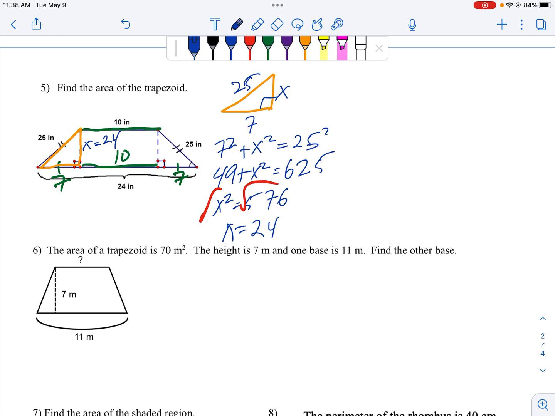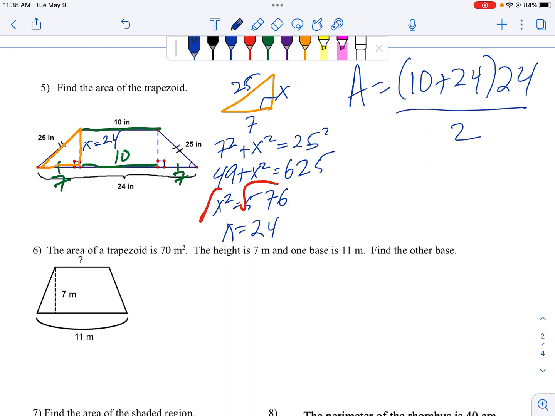So find the area of a trapezoid. Base 1 plus base 2. Base 1 is 10 plus base 2 is 24 times the height, which is also 24, all over 2. All right? Plug that in your calculator. 10 plus 24 is 34. 34 times 24 is 816 over 2. Again, you could do this in your calculator, which equals 408 inches squared.